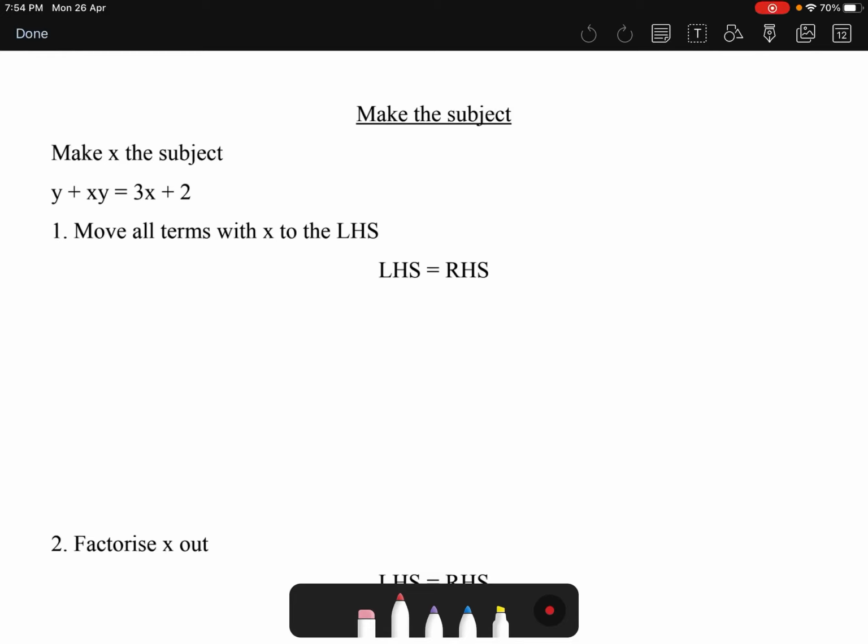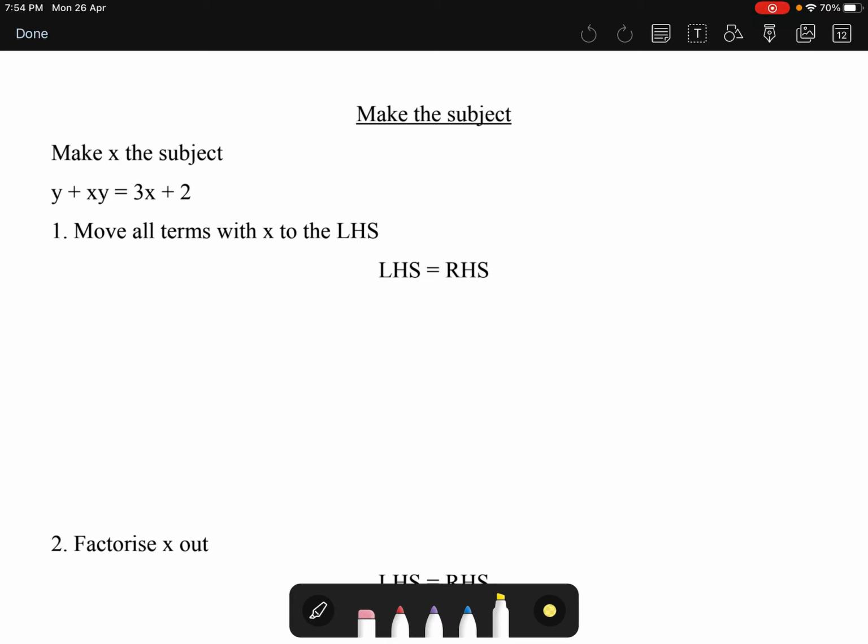The last concept of chapter 6 is to make an alphabet a subject. Okay, so let's just say we have an equation y plus xy equal to 3x plus 2. I want to make x the subject. You notice that my equation has both x and y. So I want to only make x the subject.